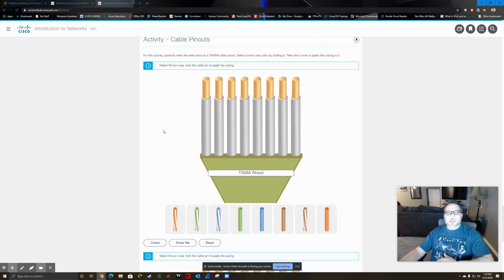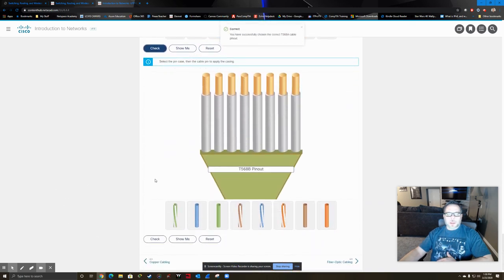So if we look at this little activity here, they want us to put the colors in the 568A pinout. A starts with green, so we're going to do white green, green, white orange, blue, white blue, orange, and then white brown, brown. That's going to be our A. Now for B, which is the more common one in the U.S., we're going to do white orange, orange, white green, blue, white blue, green, white brown, brown. And we'll check that one and we're good to go there.